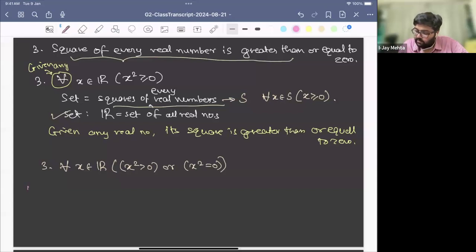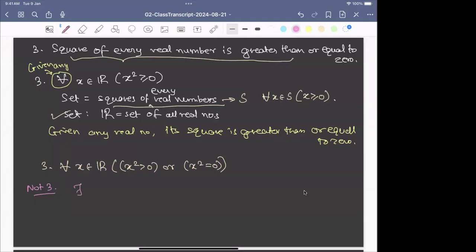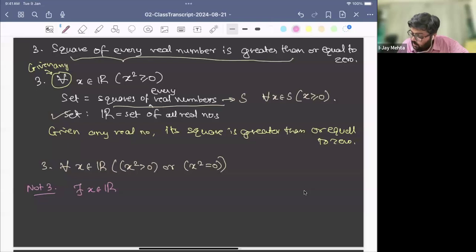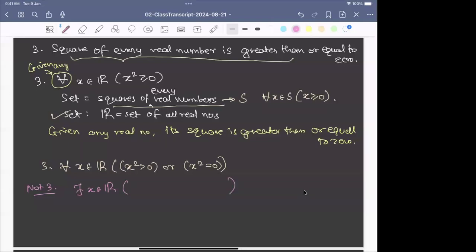Negation. Now negation, you are very slow, right? In the first session itself, we have been discussing this. Take it step by step. Something holds for every real number. So what is the negation? Yes, room number 9, Rigved. There exists x in R, x square less than 0.